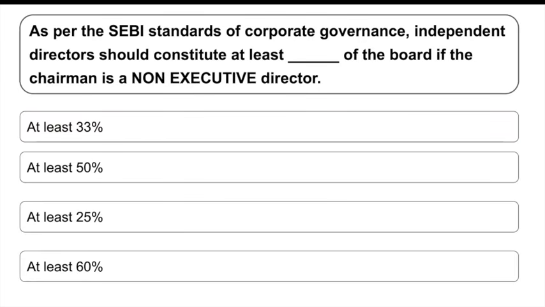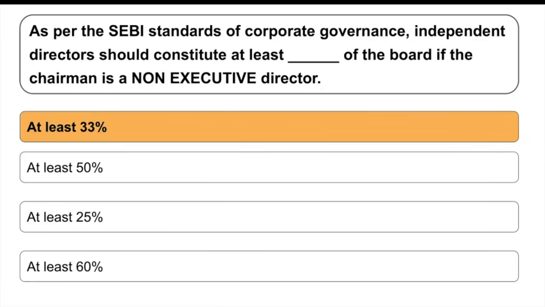Next question. As per SEBI standard corporate governance, the independent director should constitute at least dash of the board if the chairman is non-executive director. So this is a law which has been written that at least 33% should be consisting of independent directors.